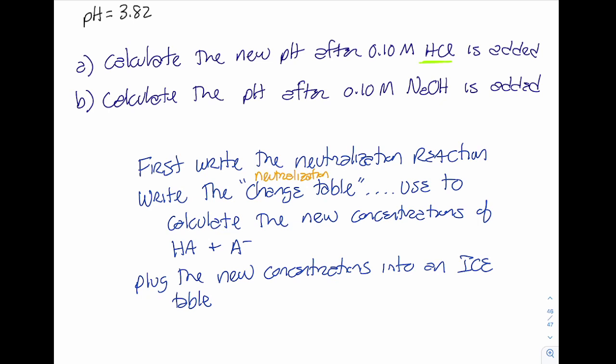Anytime you're adding an acid or a base to your buffer, you're going to write your neutralization reaction. You're going to make a change table. Using that change table, you're going to get your new concentrations, and then you're going to take those values and plug them into an ice table. So let's do part A.